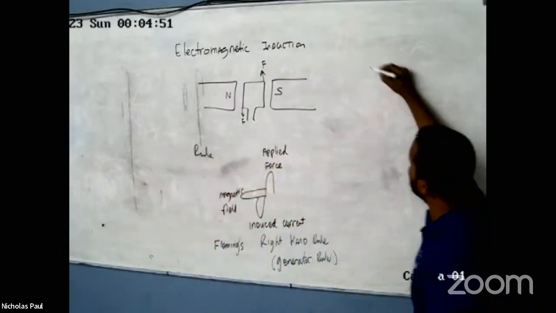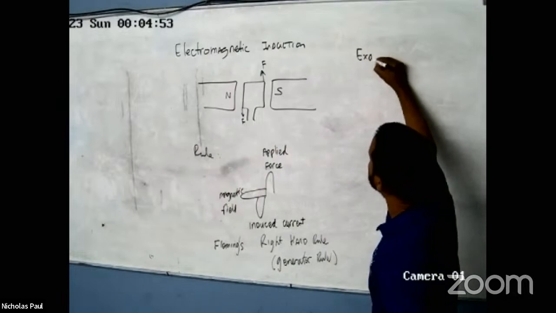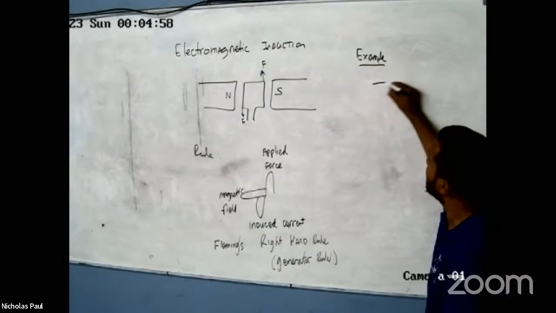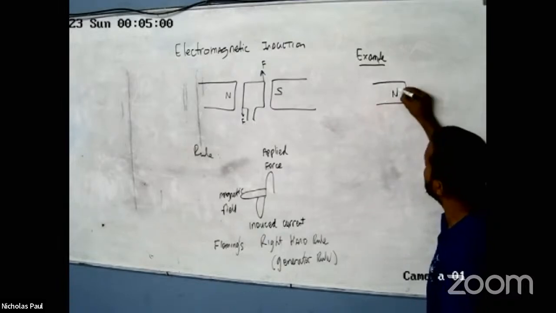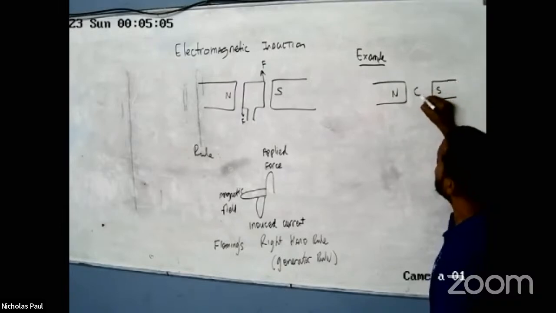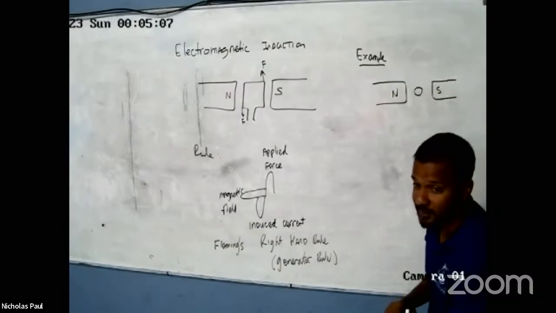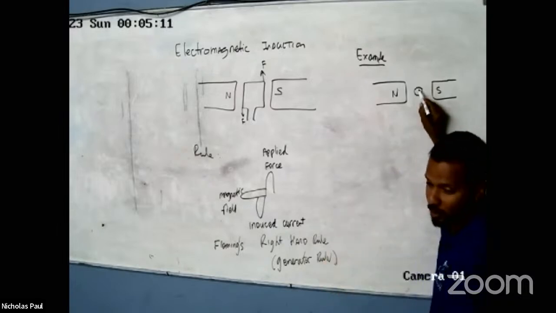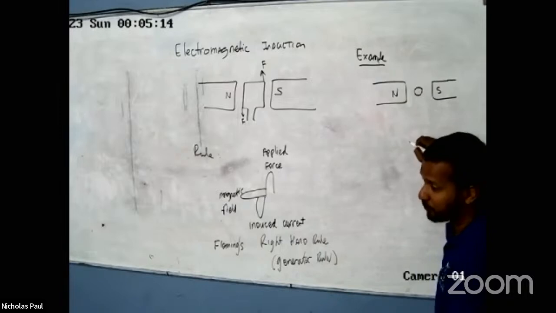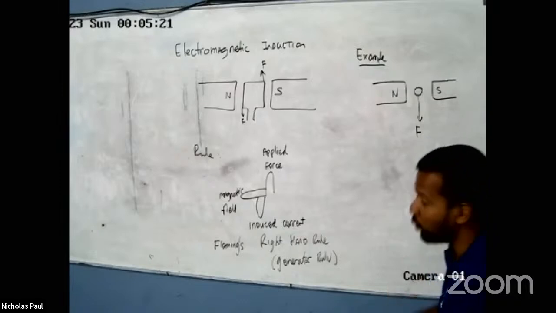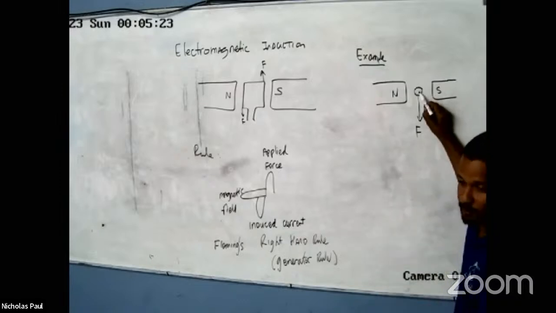All right, so watch this here. Let's try an example. Example number one: we have north here and south here. We have a conductor, but the conductor has no current in it. We don't know if it's X or dot. We have to figure that out. But we know the force is downward. So we're using Fleming's right-hand rule to determine if there's a dot or X.